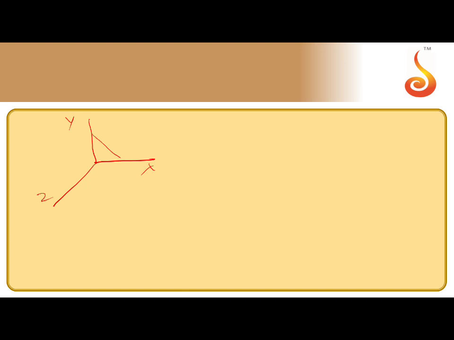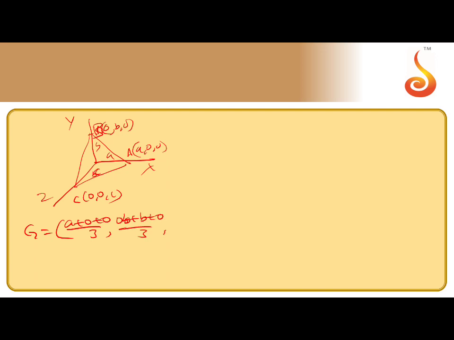X-axis, Y-axis, Z-axis. So you can take x-intercept is A, then B and C. So the coordinates are A (A, 0, 0), B (0, B, 0), and C (0, 0, C). These are the vertices of a triangle. The centroid is given. What is the centroid? (A plus 0 plus 0) by 3, (0 plus B plus 0) by 3, and (0 plus 0 plus C) by 3. The centroid is given as alpha, beta, gamma.